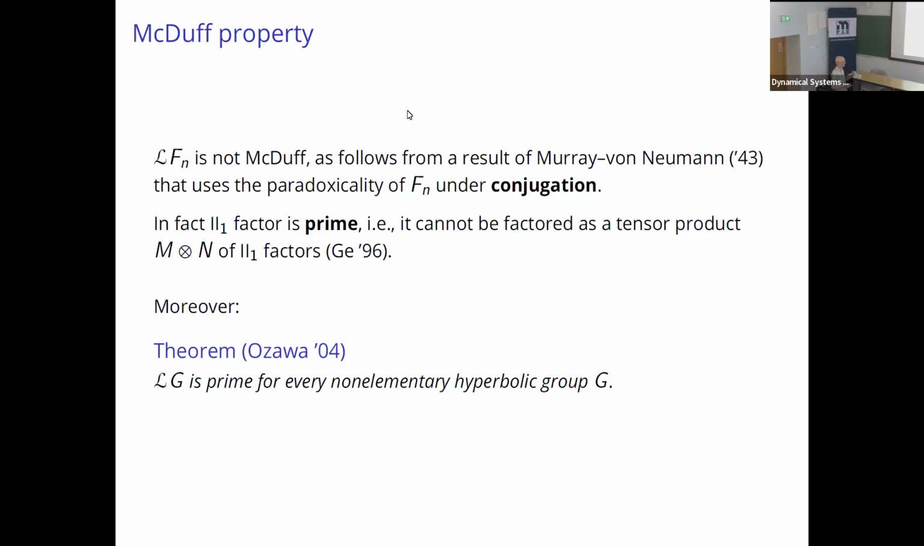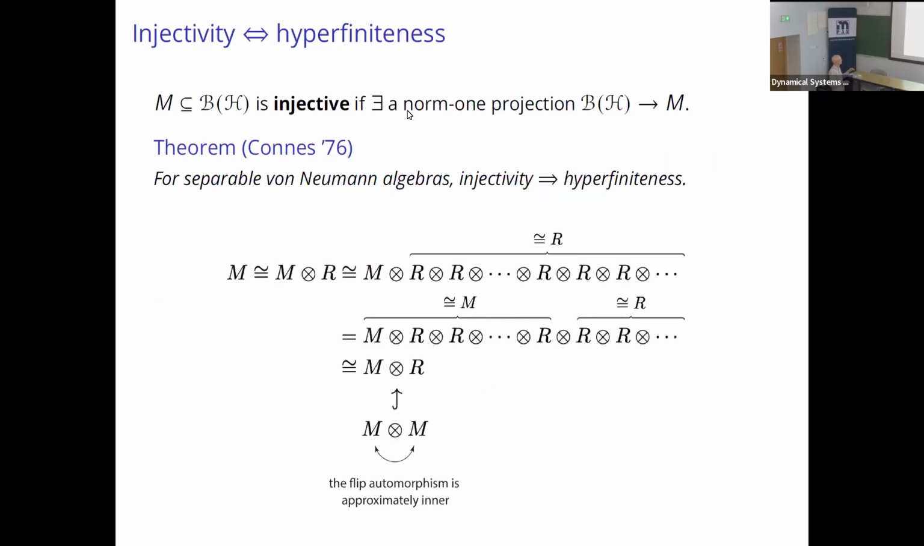So Connes's classification came a little bit later. And here is the key step in Connes's classification. This is one of his major results, that injectivity implies hyperfiniteness. Injectivity for a von Neumann algebra simply means that if it's an algebra of operators on a Hilbert space, there's a norm one projection onto M.